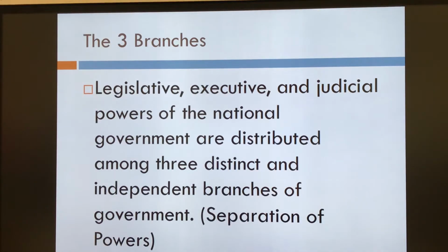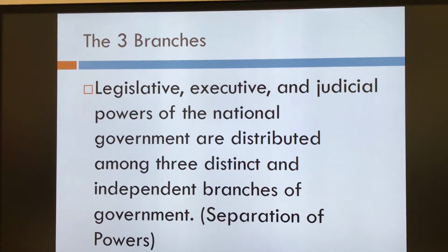All right, the three branches. Again, this will be another slide that you will only write down here today. The other sections of notes will not include this, even though this all kind of goes together. It says legislative, executive, and judicial powers of the national government are distributed among three distinct and independent branches of government. We have three branches of government in the United States. Those three branches are listed right here: legislative, executive, and judicial.